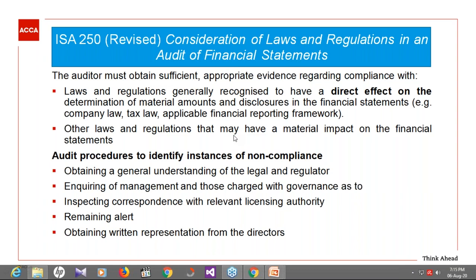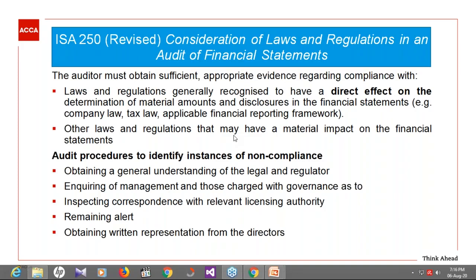ISA 250, consideration of laws and regulations. This is also a very important ISA, which is often tested in the exam, and you should be aware of the auditor's responsibility. Yes, the primary responsibility for obeying laws and regulations stays with the management. They have to make a control system and make sure that all relevant laws and regulations are complied with. But as far as the auditor's responsibility is concerned, the auditor must obtain sufficient and appropriate evidence that all direct and indirect laws are complied with and financial statements are prepared according to these laws and regulations.